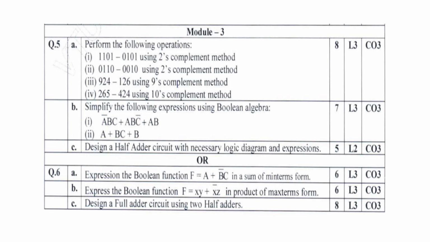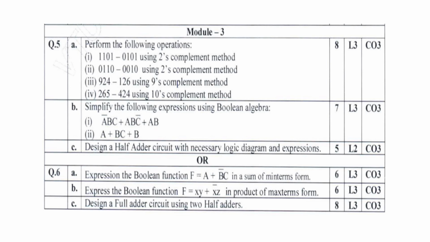So you will first draw the logic diagram of the half adder and you will be writing the expression. If you have inputs 0, 1 in a half adder, what is the output? Like that, when you write the expression, it carries 5 marks. And in the choice, a Boolean function f is given in sum of min terms and max terms, each carrying 6 marks. And then design a full adder circuit using 2 half adders. So you have to completely draw the full adder using 2 half adders.